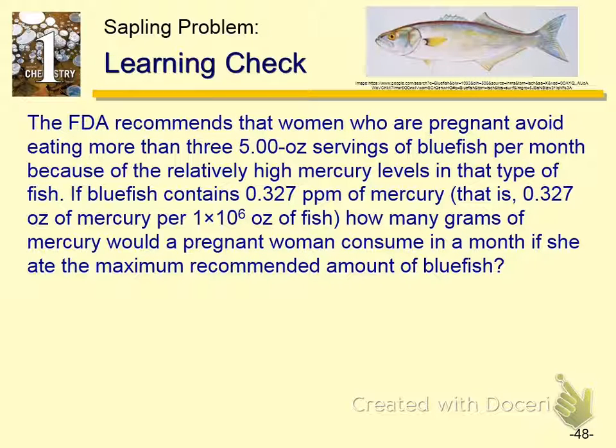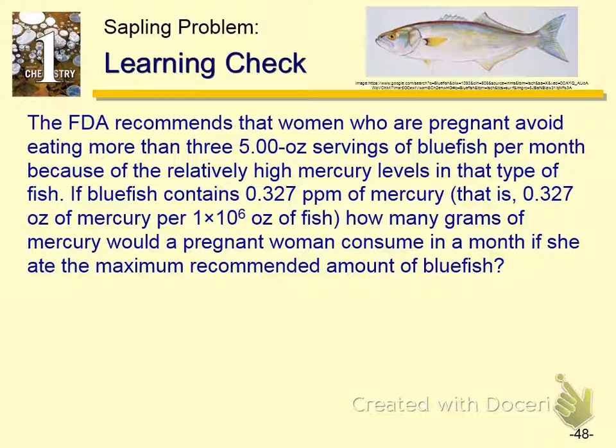Okay. Here's one that's on your Sapling, except the one on Sapling I think is a lot easier than this, but this is very similar. It says the FDA recommends that women who are pregnant avoid eating more than three 5-ounce servings of bluefish every month because of the relatively high mercury levels.